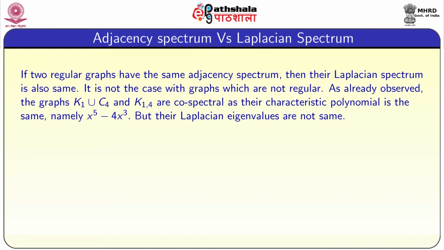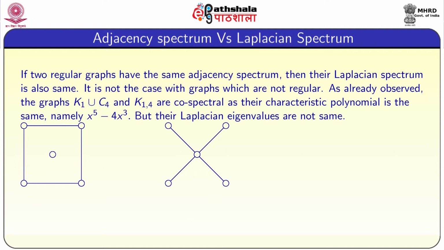So, we are going to show that 0 is an eigenvalue for K_{1,4} only once, that is, it is a simple eigenvalue, whereas the algebraic multiplicity of 0 as a Laplacian eigenvalue for K1 union C4 is 2. So, that is why the Laplacian eigenvalues of K1 union C4 and K_{1,4} are not equal, but their adjacency spectrum is the same. So, that is the reason.